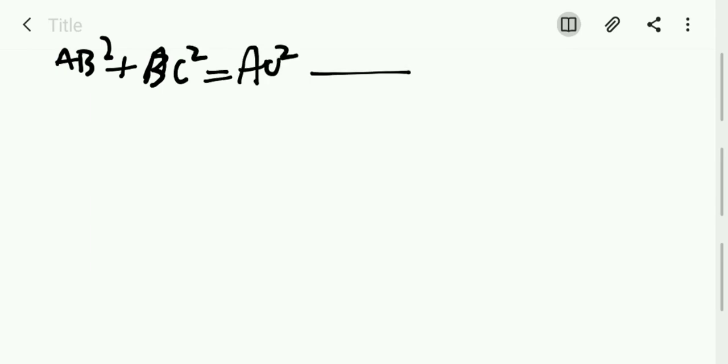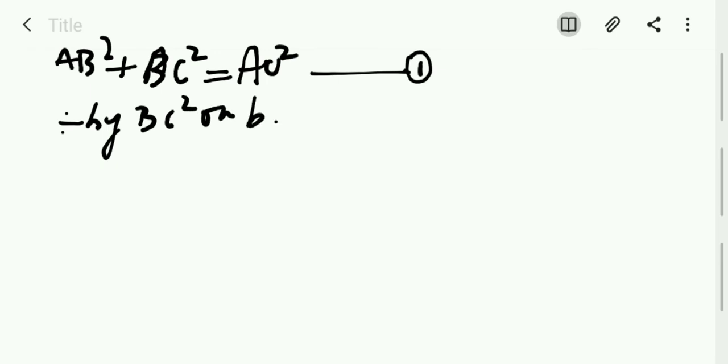Now the same thing, what was our first equation? AB square plus BC square is equal to AC square. This was our equation 1. Now first we divided by AC square and we divided by AB square, correct? Now which is the remaining? We shall divide by BC square on both the sides.